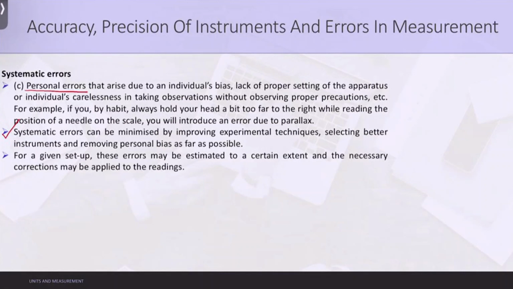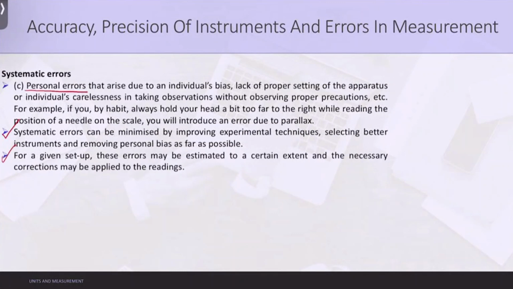So if we find out that error, just apply the corrections and you will get the correct, true value. For a given setup, these systematic errors can be found out. Basically, they can be estimated to a certain extent and the necessary corrections may be applied to the readings. So this is how systematic errors are explained.